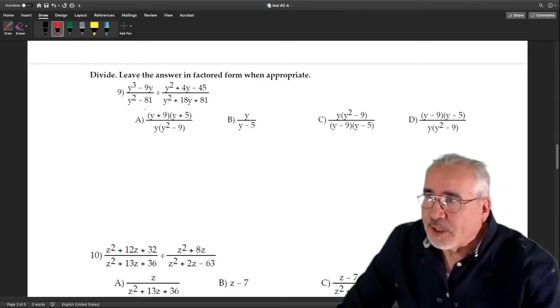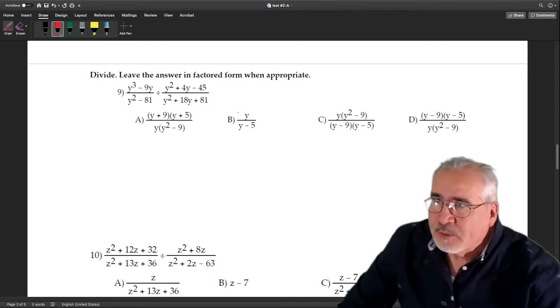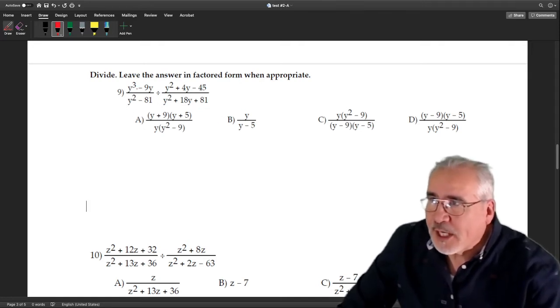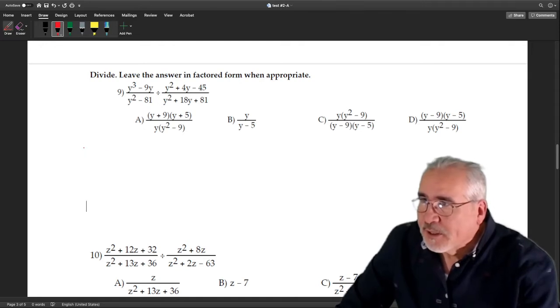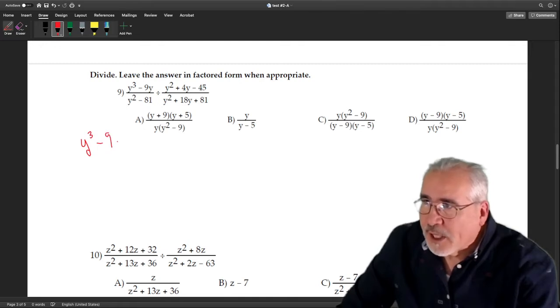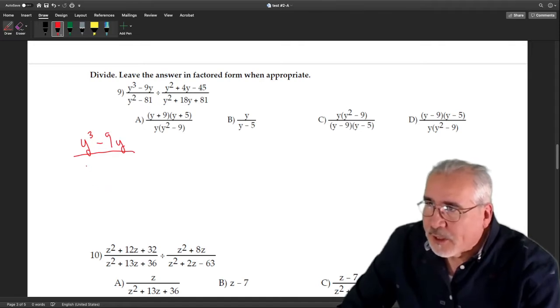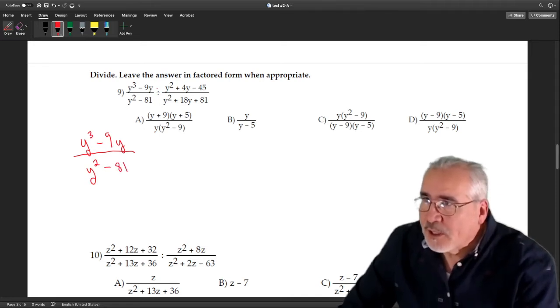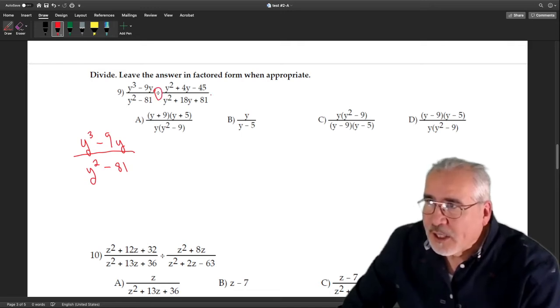So I'm going to start here. There's not really a lot of room up at the top, so I'm just going to copy this fraction here, y to the third minus 9y, and then y squared minus 81. So the first fraction, nothing happens, it just stays nice and put. But when you have this division rather than multiplication, remember we are going to take the reciprocal. The top goes to the bottom, the bottom goes to the top, and then it becomes multiplication.